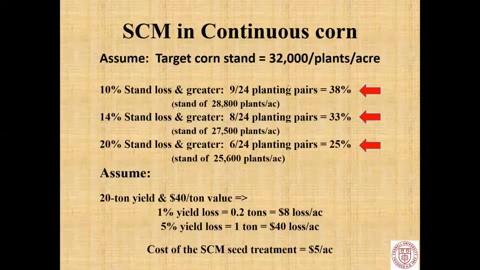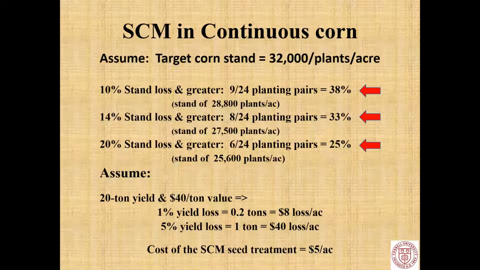So under continuous corn, at 10% or greater, we had 30% of the planting pairs showing yield loss from seed corn maggot. At the 15% level, 1 out of 3 of the planting pairs had stand loss, and at 20%, 1/4 of the planting date by variety had yield loss.